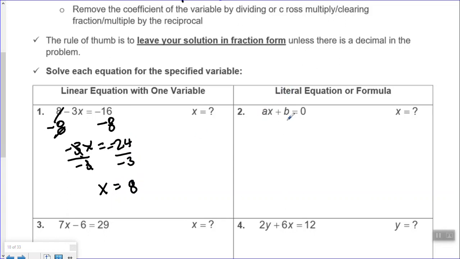Okay, this is the literal equation. So, but you solve in a very similar way. We're trying to find x, subtract b on both sides. You are left with ax equals 0 minus b, which is negative b. And then divide by a. x equals negative b over a.